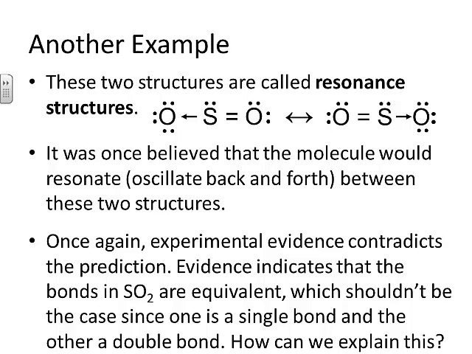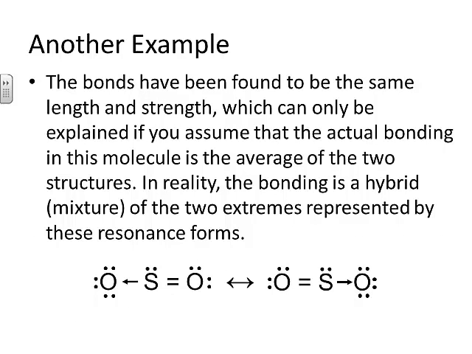That shouldn't be the case if one's a single bond and the other's a double bond, so how can we explain this? Now, those bonds have been found to be the same length and strength, which can only be explained if you assume that the actual bonding in this molecule is more of an average of the two structures. In reality, the bonding is a hybrid or a mixture of the two extremes represented by these two resonance forms.